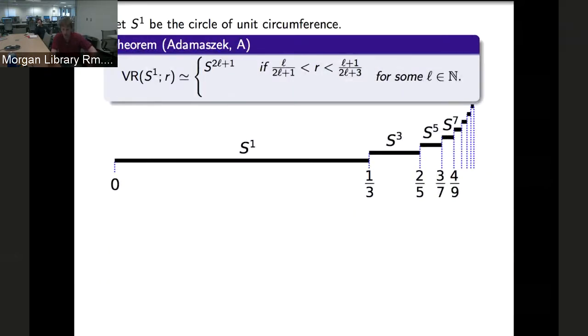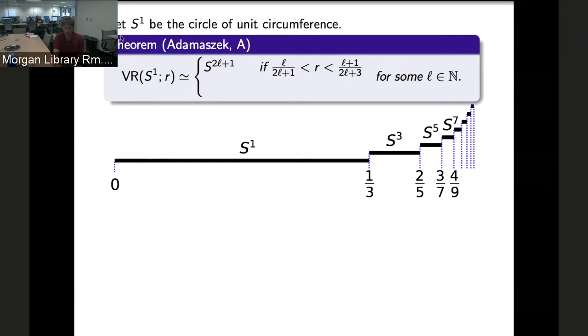Okay, so we're moving back from metric thickenings now to Rips simplicial complexes. And I want to describe the Rips simplicial complex of the circle. We're going to equip the circle with the geodesic, or the path length metric, and it's going to have unit circumference. So walking all the way around the circle once is distance 1.